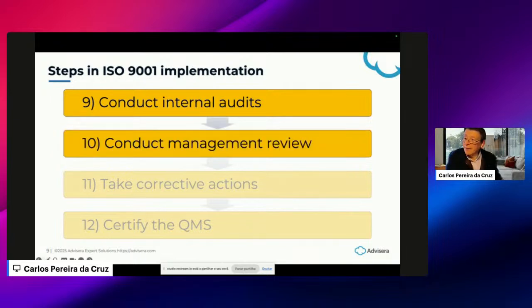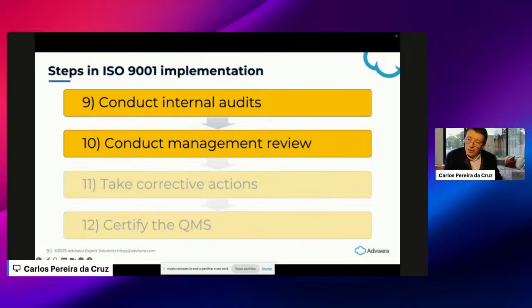Step number 10, about conducting the management review. So carry out the management review. Just as management support is crucial during ISO 9001 implementation, their ongoing involvement in QMS maintenance is vital. Management should review specific QMS data to ensure processes have adequate resources for effectiveness and improvement. Later, check this article, see how to make management review more useful in the QMS, okay?